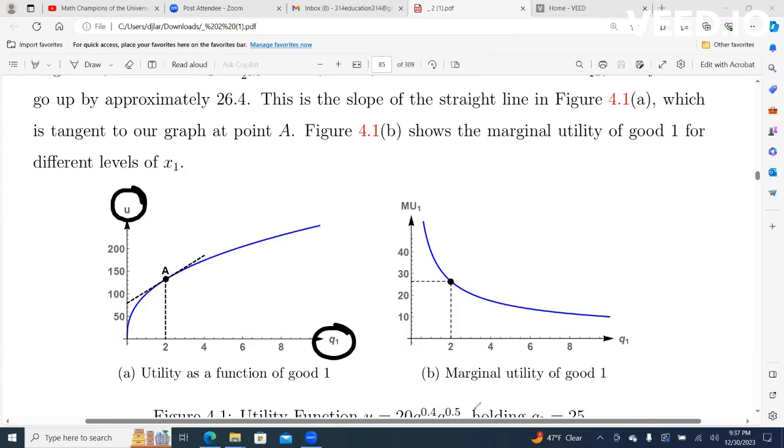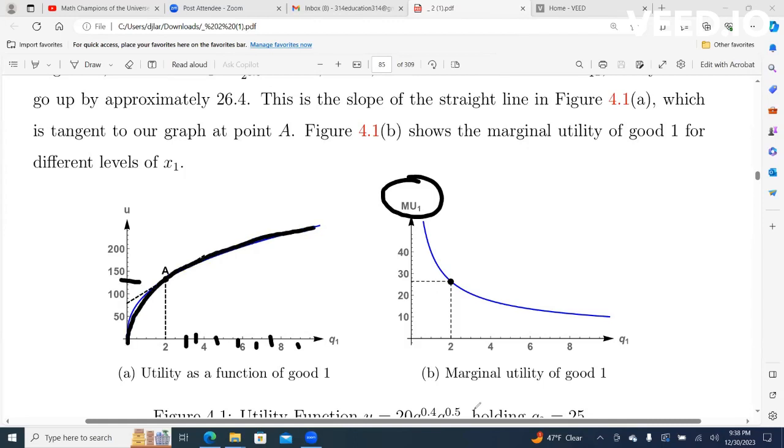This is u as a function of q1. They always do this. There's not a lot of meaning here. They do this in every chapter, but we always graph the derivative. So if we take the partial of u with respect to q1, as you increase the quantity, our utility is always increasing. The y value is always increasing.